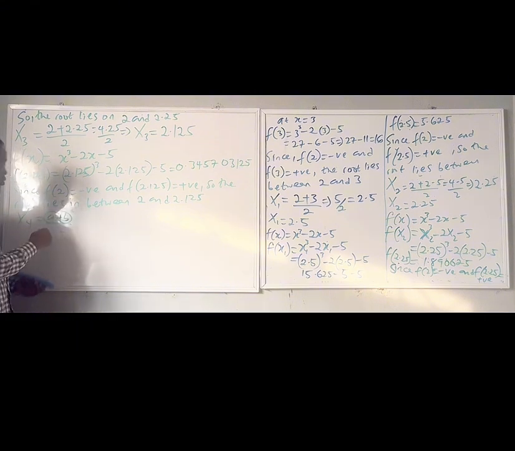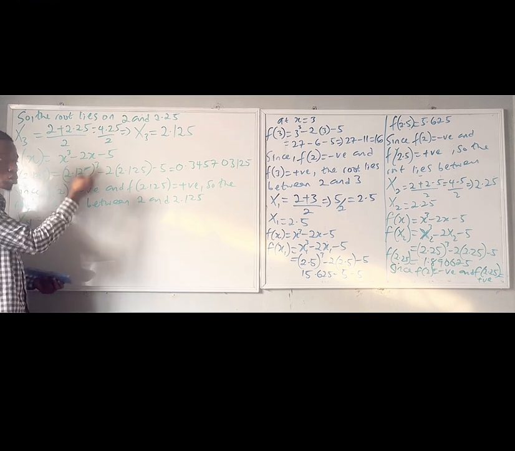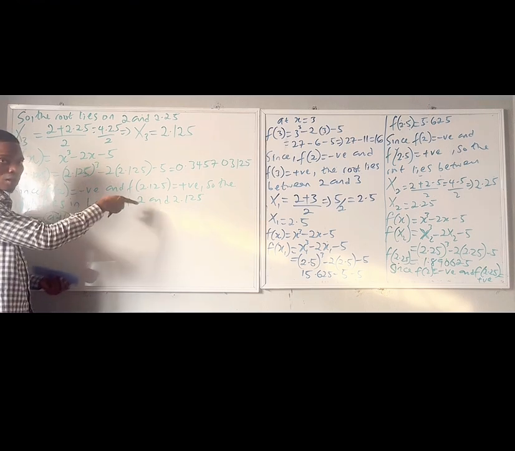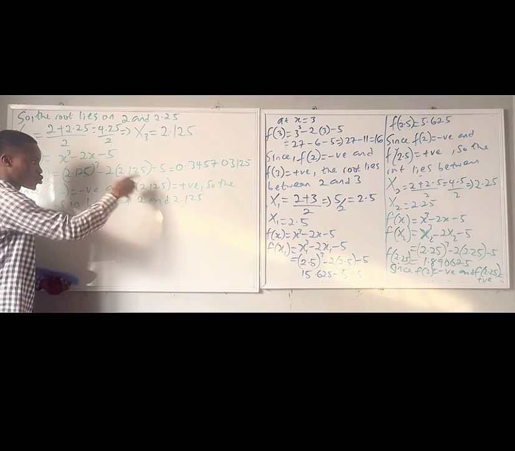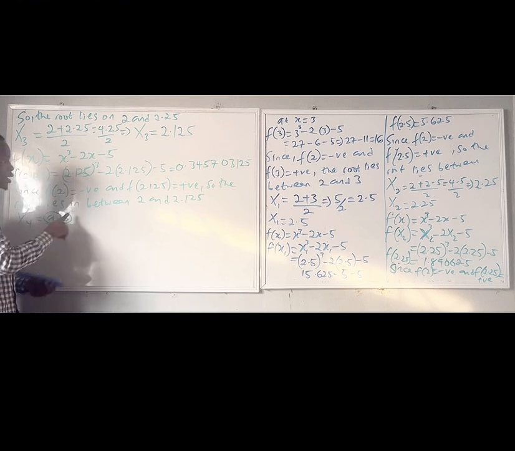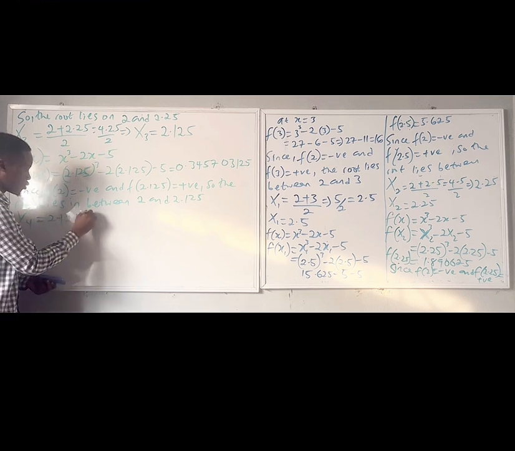So our root lies between the last negative, which is 2, and the next positive value. a stands for 2, and b stands for 2.125. So a plus b over 2 will be 2 plus 2.125.